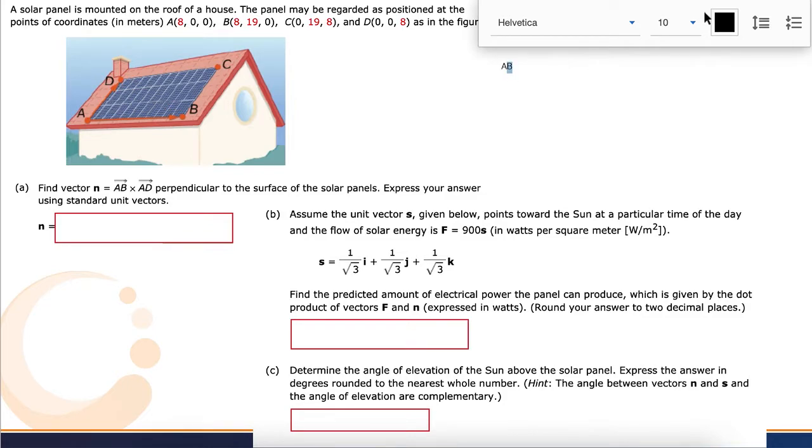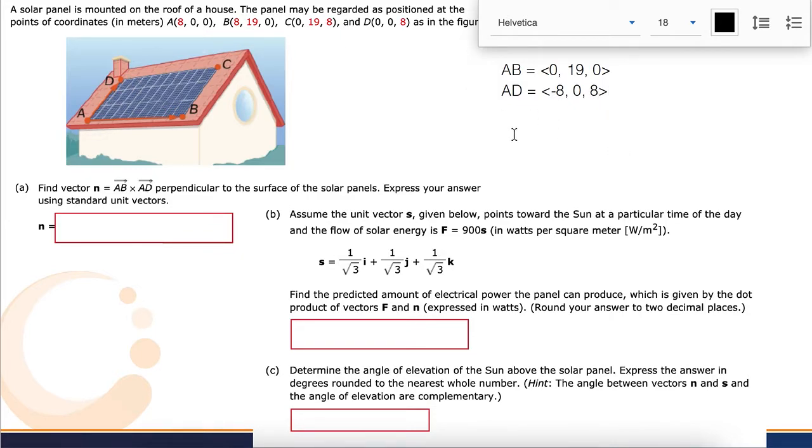The vector AB is to go from A to B. So A has the coordinates 8, 0, 0, and B has the coordinates 8, 19, 0. So from A to B, that's 8 minus 8 makes 0, 19 minus 0 makes 19, and then 0 minus 0 makes 0. And then the vector of AD here, starting from A, ending at D: 0 in the x component, 0 minus 8 makes negative 8, 0 minus 0 makes 0, and then 8 minus 0 makes 8.